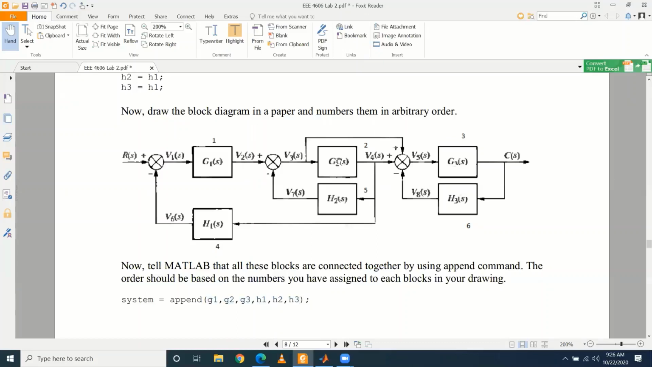Now again, this is one order. You can use any order. So you can make G1 1, H1 2, H2 3, G3 4. The order doesn't matter which order you give, but you have to follow this order in this append command. Okay. Is it clear? Yes, sir. Okay, so use this append function for all 6 blocks.